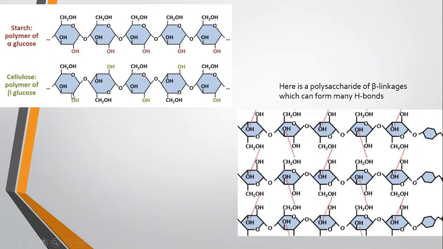On the other hand, beta glucose linkages have alternating hydroxyl groups. This allows them to create a lot more hydrogen bonds, which you can see on the bottom right. Having a lot of hydrogen bonds makes it stronger, more rigid, and harder to digest, which is why many cell structures and walls are made up of beta glucose.